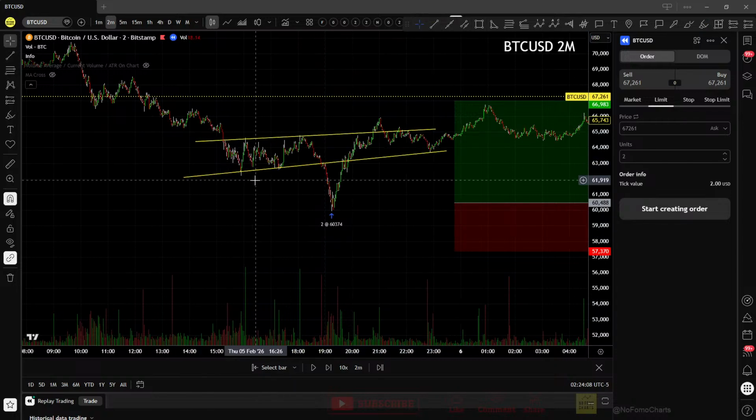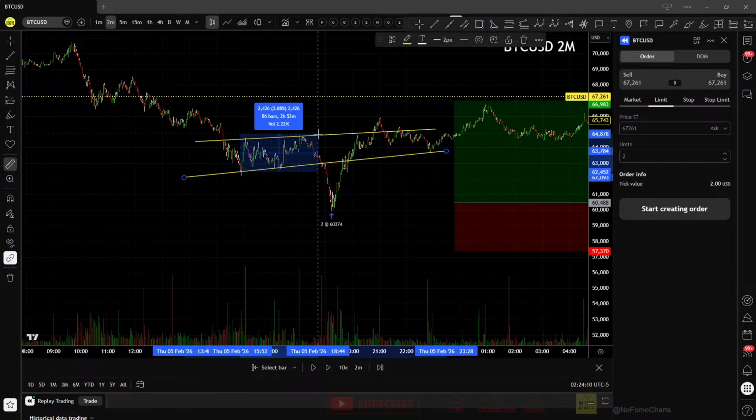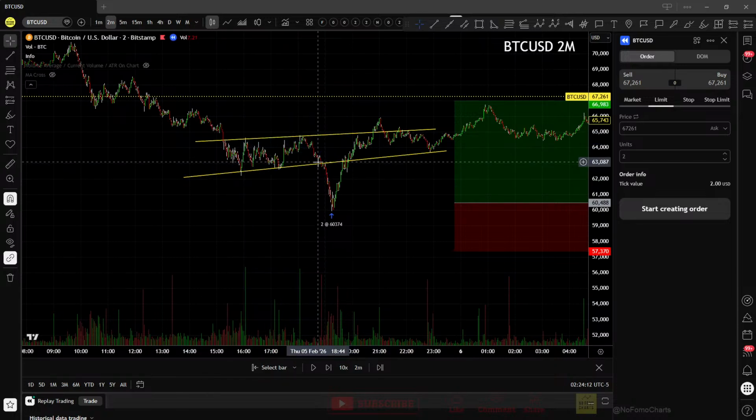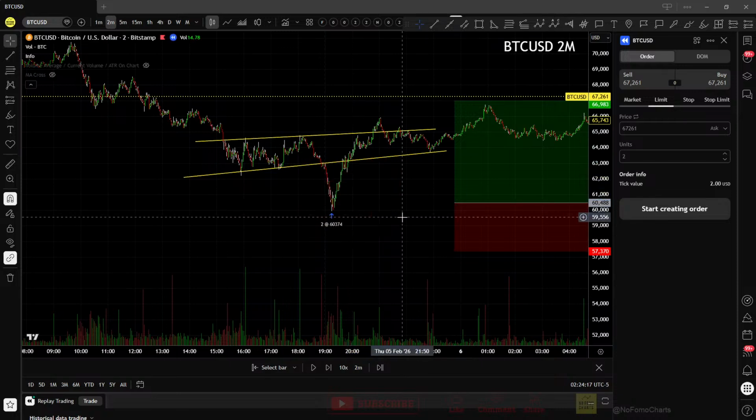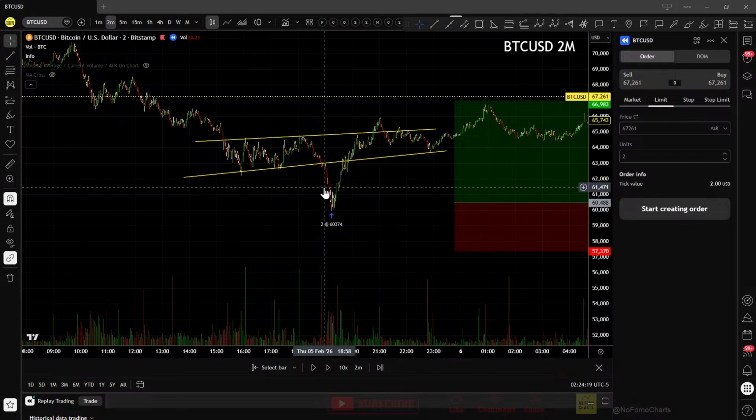Because algorithms were probably, somebody was out there saying, okay, if this thing is a 4% measured move, we're going to target 4% to the downside, which is about $61,000 Bitcoin. Somebody hit that exactly right on the dot.